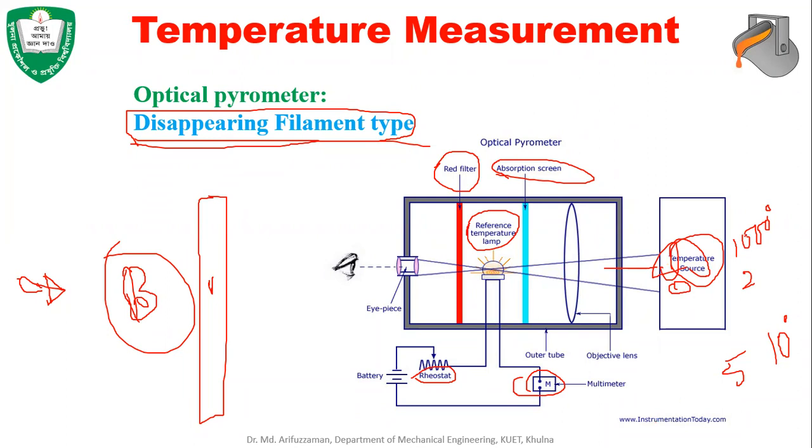Once you know the voltage, you can, using the calibration equation, find the temperature of the body, and there is a huge range that you can use. And about the absorption. Okay, so far do you have any question in here?